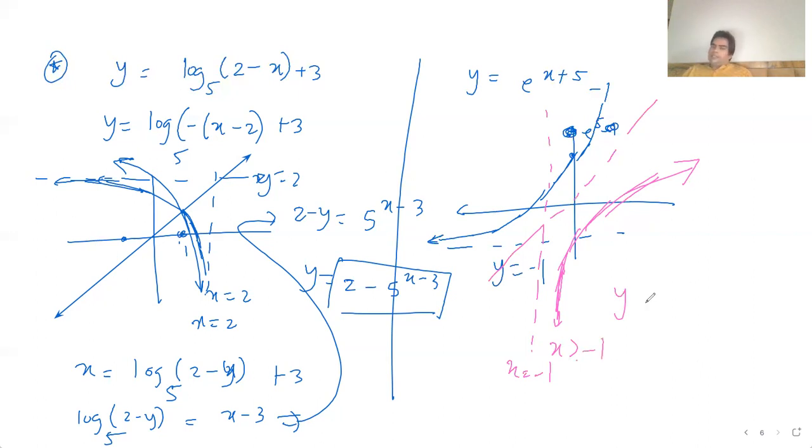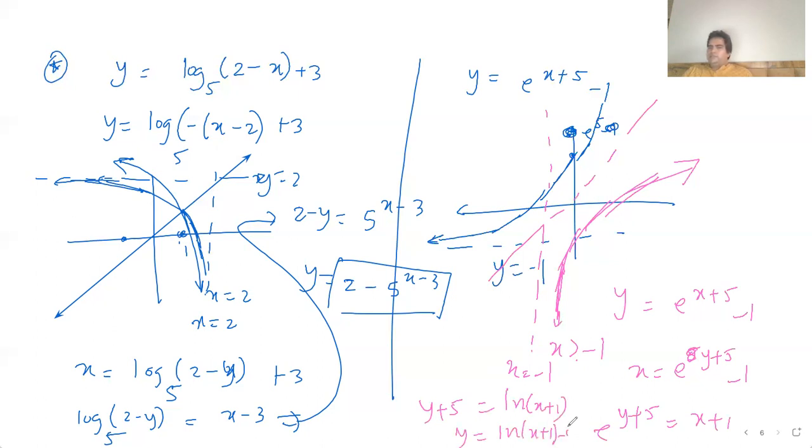And to get the inverse function, you start with e to the power (x plus 5) minus 1, and interchange x with y. So x is e to the power (y plus 5) minus 1. So e to the power (y plus 5) equals x plus 1. And so you get y plus 5 equals ln(x plus 1). And so you get y as ln(x plus 1) minus 5.